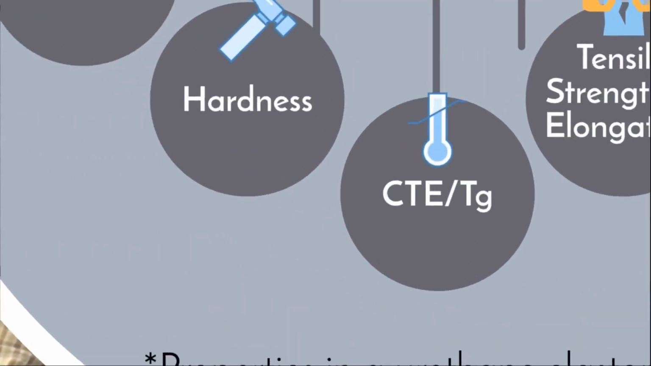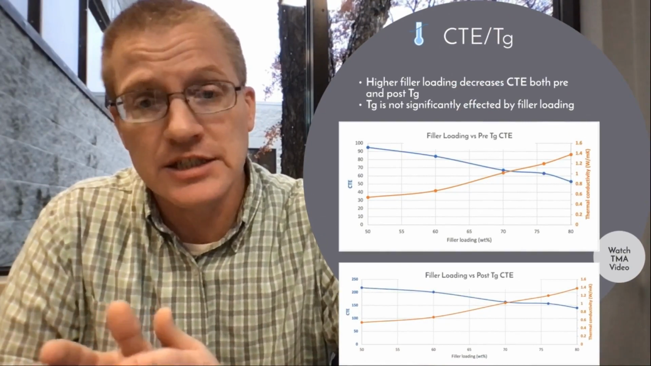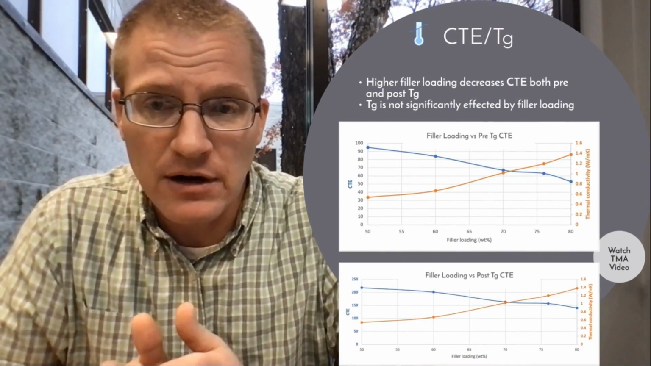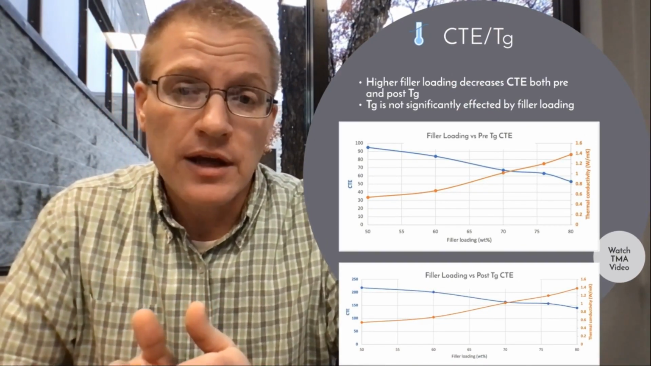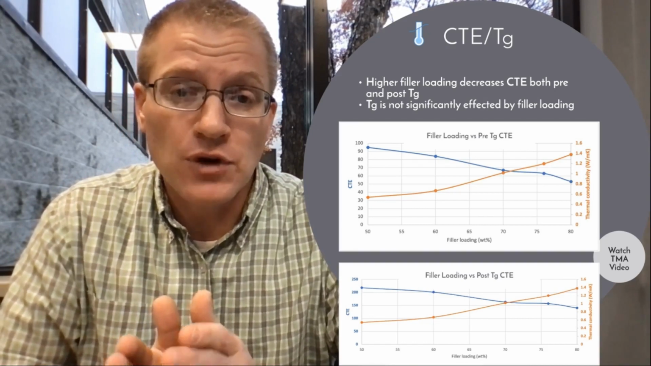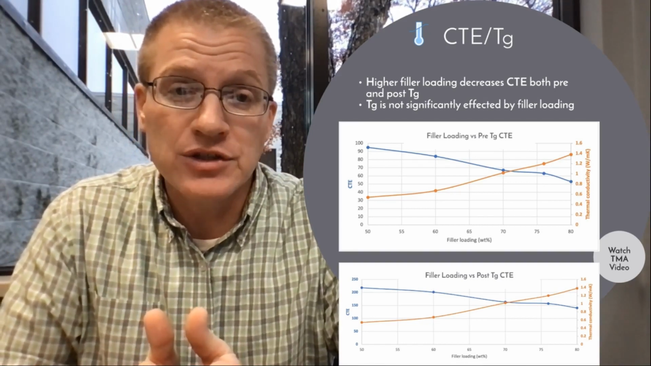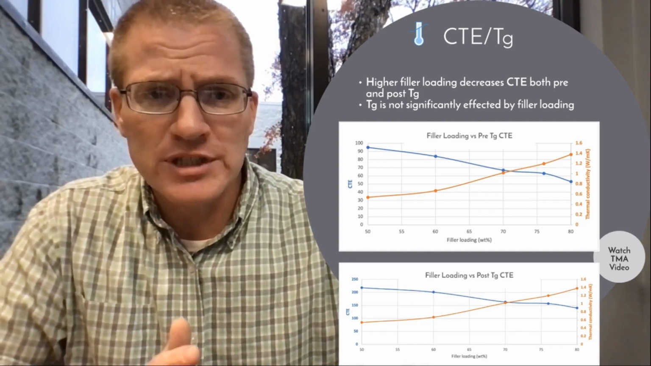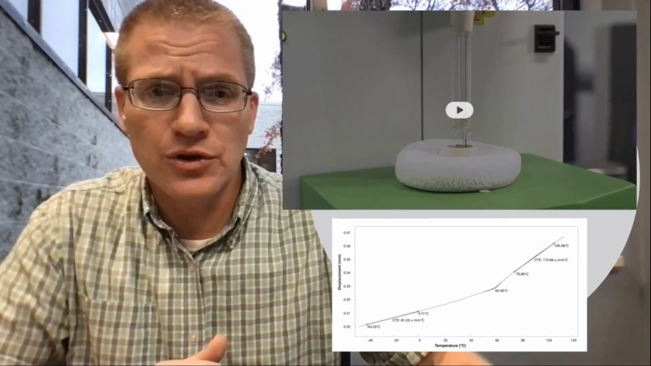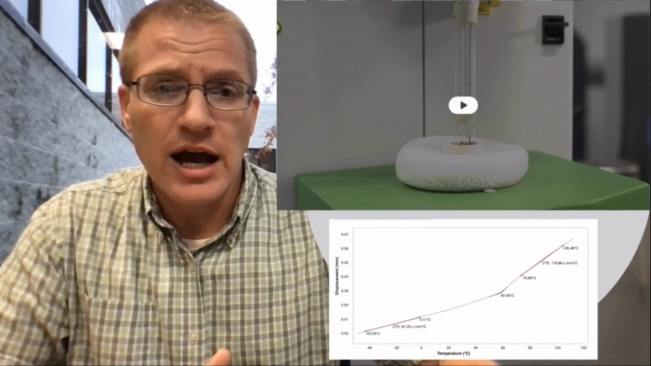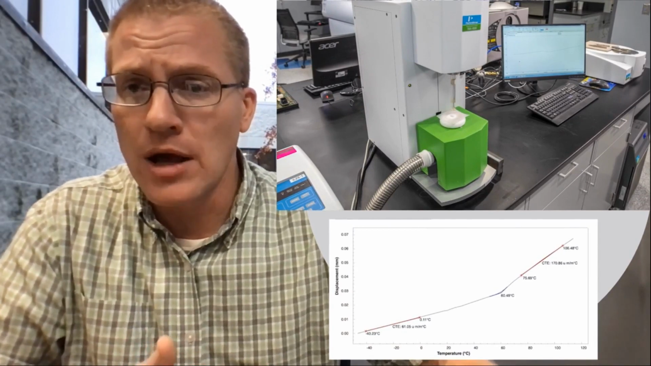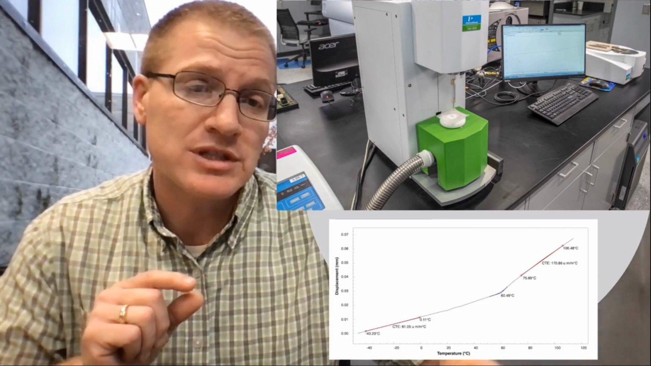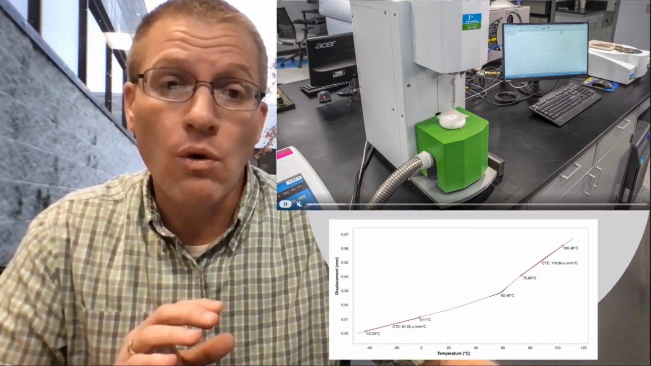All right, CTE as well, all right? Very similar to how hardness is increased, because you have these minerals in there, you have these little rocks in there. As you increase filler loading, the coefficient of thermal expansion is going to be more indicative of the mineral that you have. For those of you that are familiar with what CTE or TG are, I want to show you a little bit what that is. So what we have here is our TMA. The TMA is a thermal mechanical analyzer, and what it does is it measures how a material responds to temperature over a temperature range.